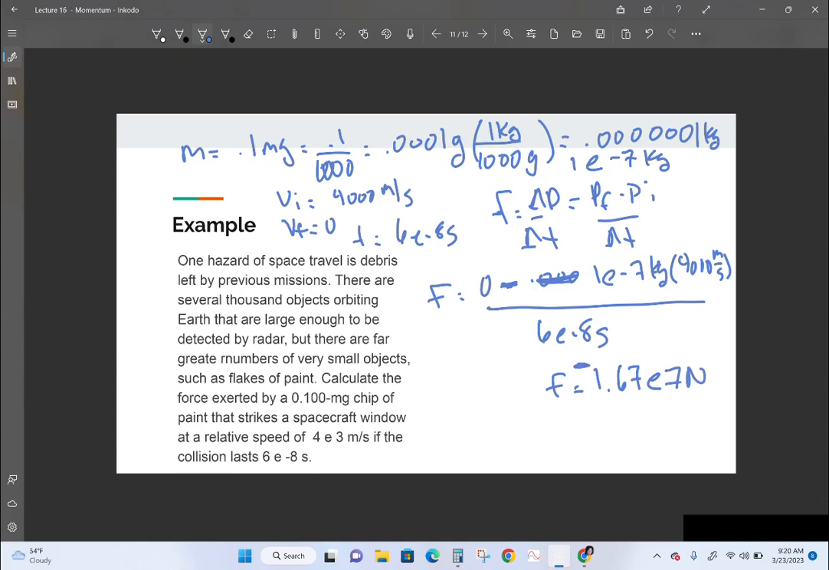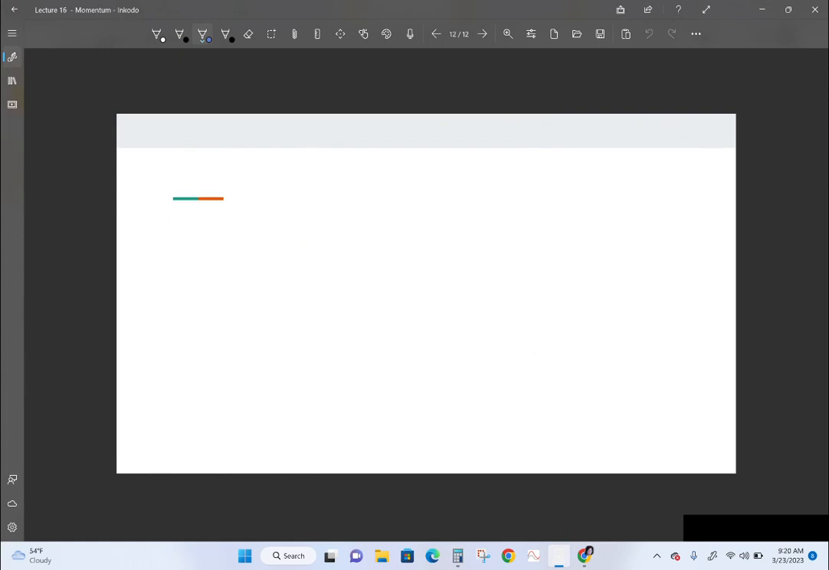Now it's negative, right? Because we were subtracting that off. Now, let me remind you, that's a lot of force. That's a huge amount of force. And that's why we have to be worried about those types of things out in space, especially if we are talking about a space shuttle or people out there. And that's momentum.